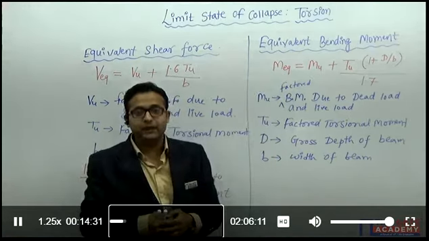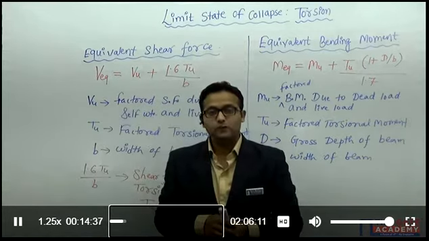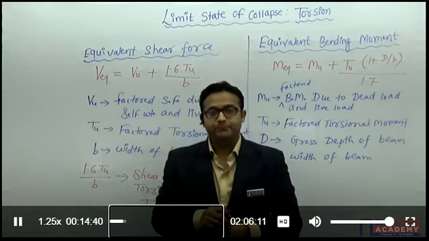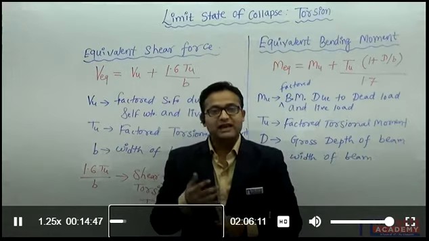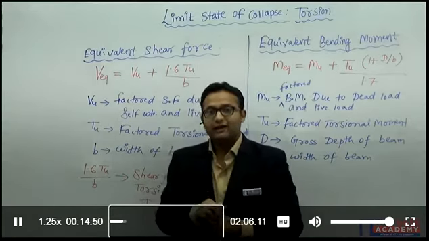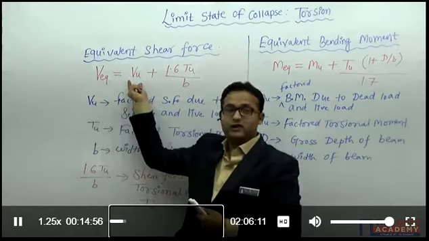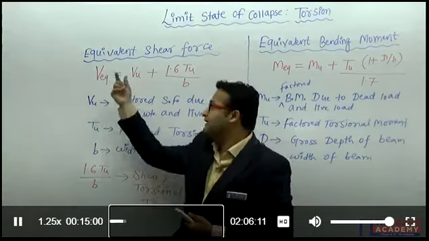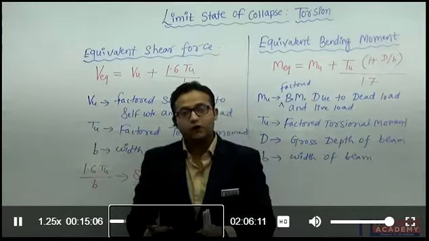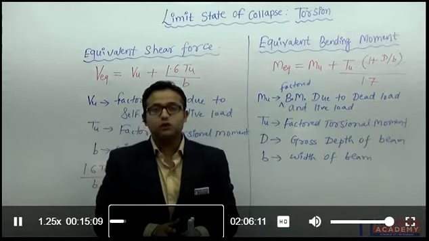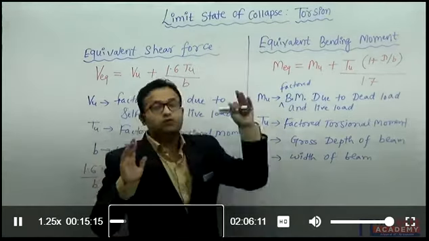I can calculate the AST. Suppose I want to calculate the nominal shear stress, tau equal to VU by Bd. So what is your VU? VU generally I take the design shear force. Here, I will be putting the value of equivalent shear force. If the torsion is coming, I will be taking the value of VU equivalent. Means all the formula of limit state of collapse in flexure and shear can be used only by replacing the value of MU and VU by their respective equivalent values.